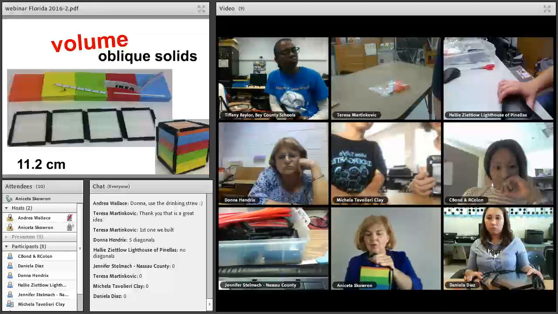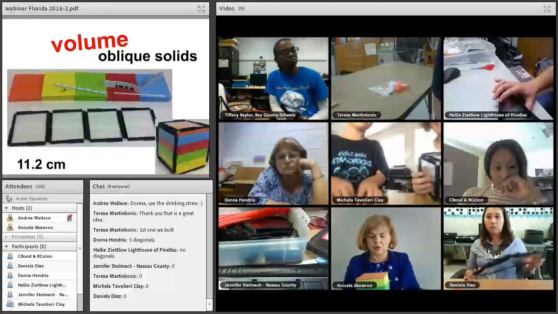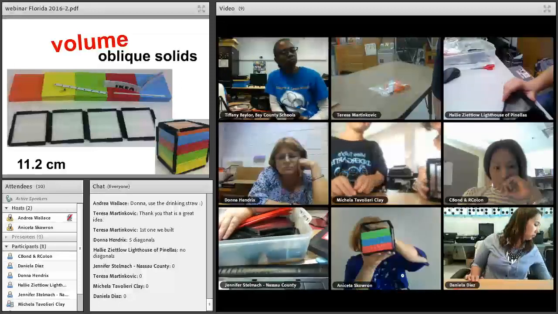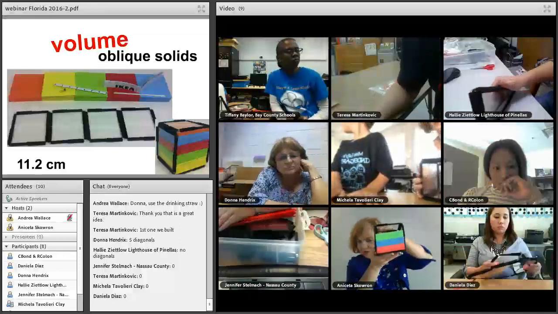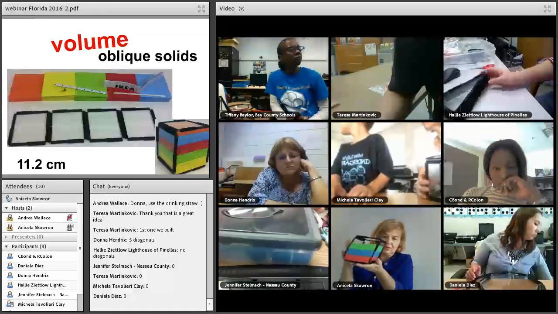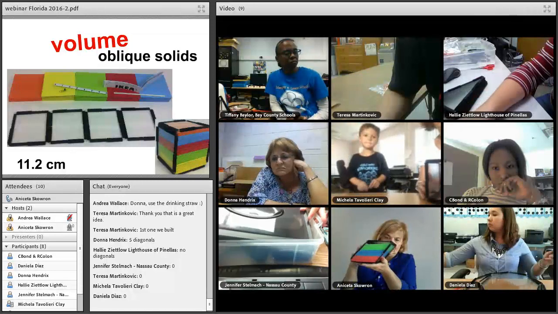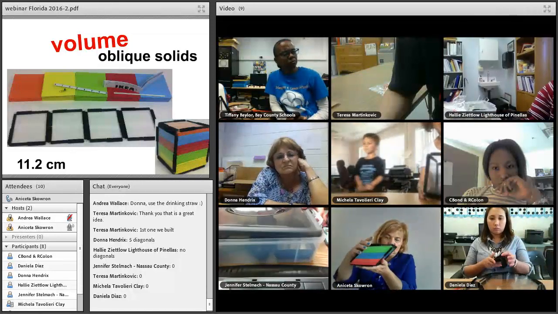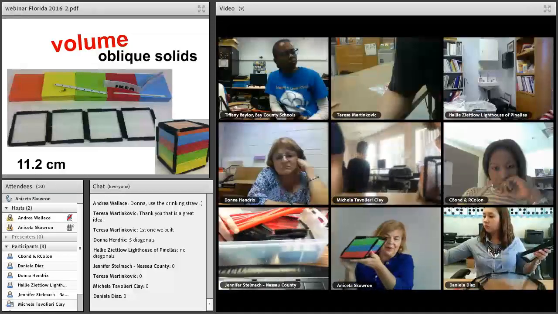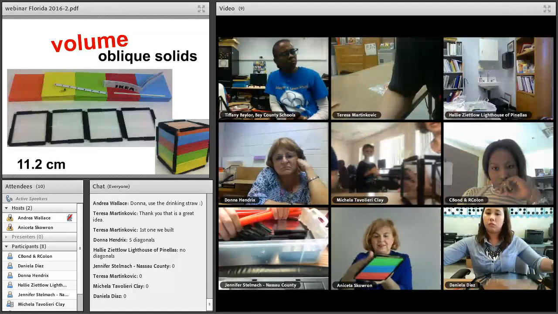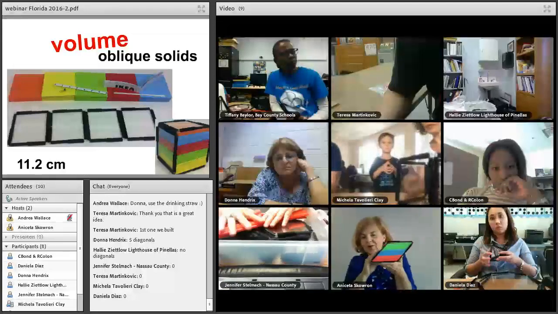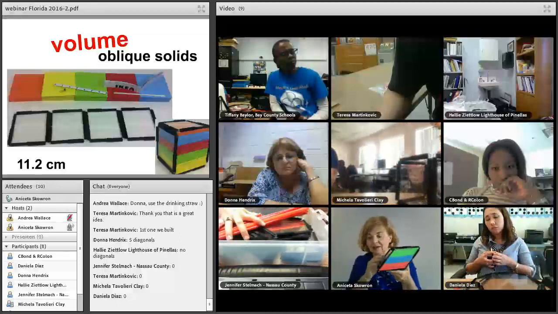Now, what if I wanted to make it skew? What you have to do is take away some and then do this. So you can see that this is now oblique. It holds fewer of those squares. It now holds only 3 cubic inches.